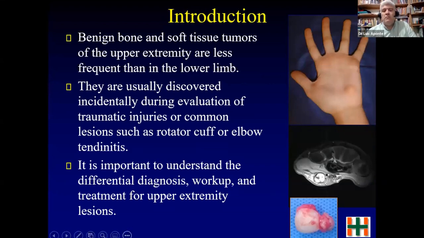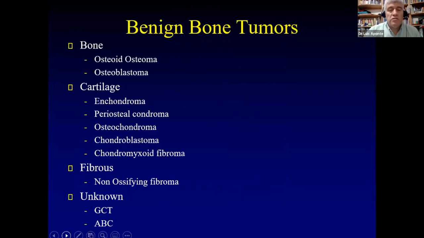What we know is that benign bone and soft tissue tumors of the upper extremity are less frequent than in the lower limb, like 2 to 8 percent. They're very infrequent. They're usually discovered incidentally during the evaluation of a trauma or a common lesion, but it's very important to understand the differential diagnosis, the workup, and the treatment for the upper extremity. So first we're going to give you some general indications.